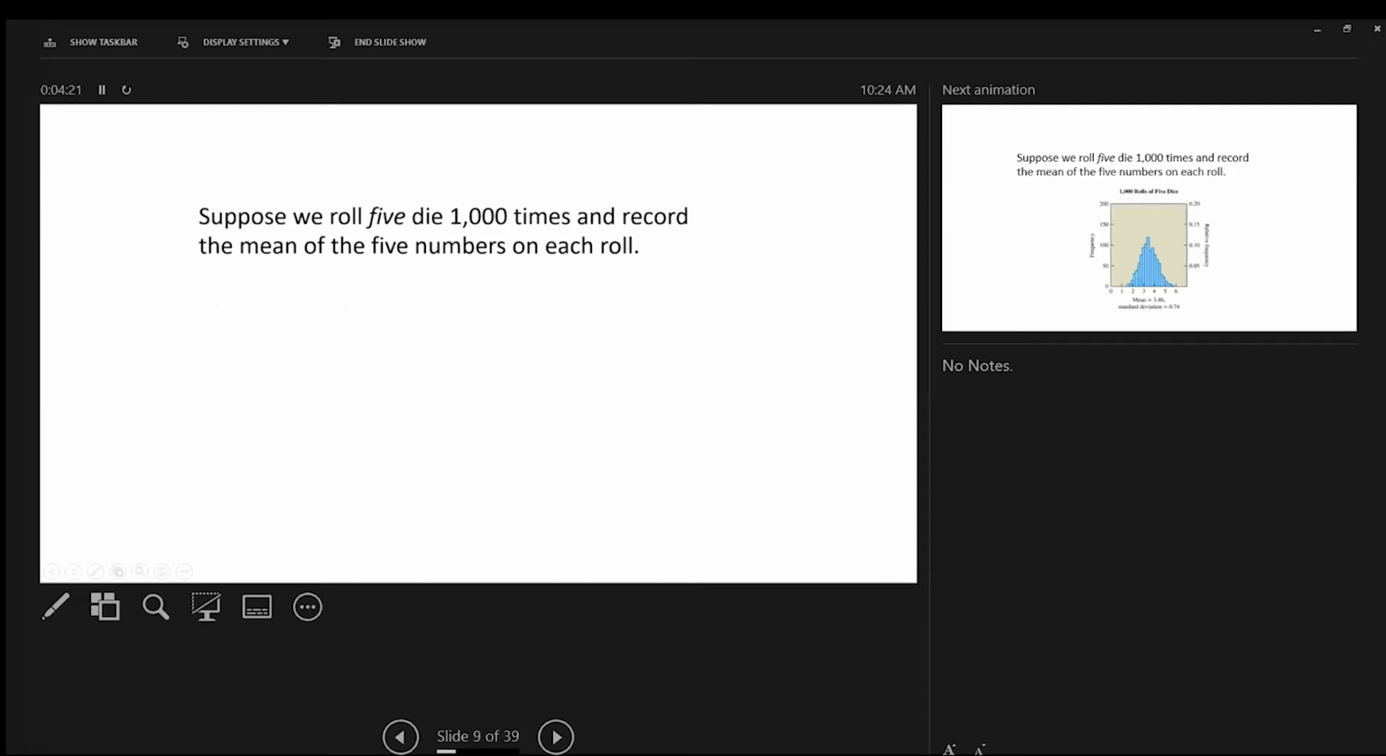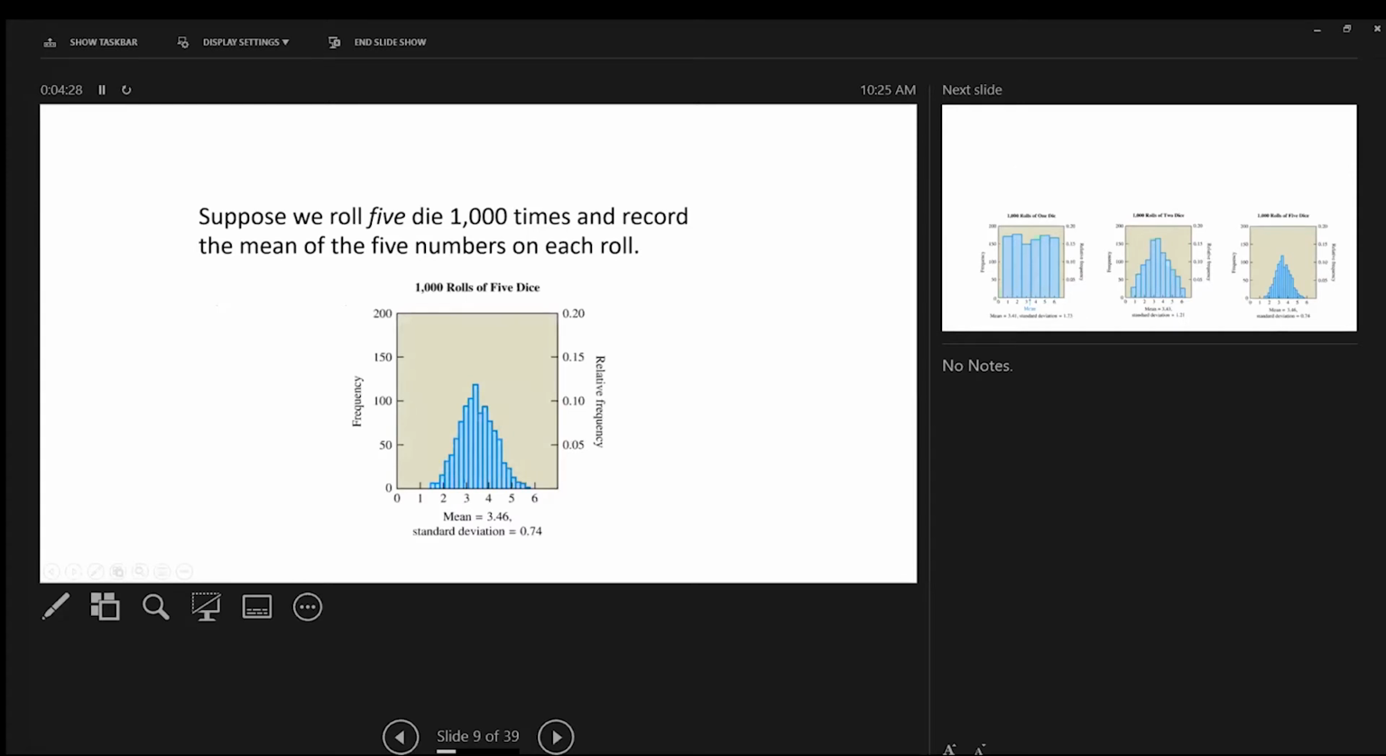Now, what if we roll 5 dice 1,000 times and record the mean of those 5 numbers on each roll? We get an even more defined normal distribution, and we have an even smaller standard deviation.